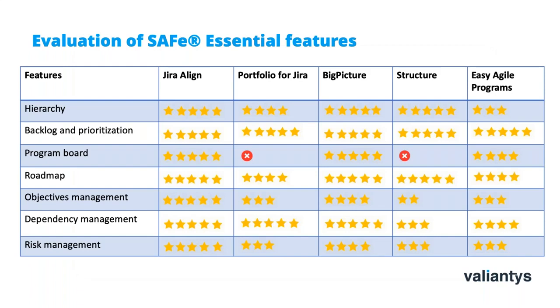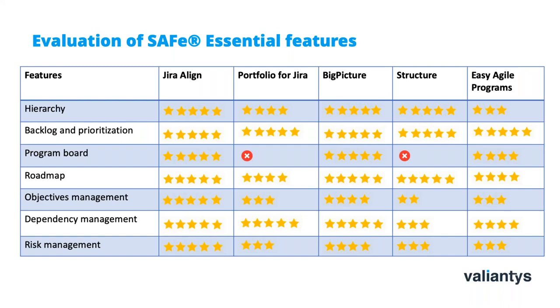So what I've done is I've evaluated these solutions and personally rated them based on SAFe essential features like hierarchy, backlog, and prioritization, program boards, roadmaps, PI objective management, dependencies, and risk management. So some key highlights are that you would find most features overlap between the solutions, and it would require you to use a combination of solutions to get the most out of your tools. For example, when using Portfolio for Jira, you could use Easy Agile Programs to enable the program board to see visual dependencies between them, and try to build some key features out of multiple solutions.